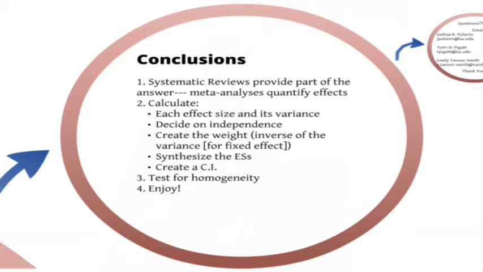Okay? So first you calculate all those effect sizes and the variances. You decide on how you're going to handle independent effect sizes. You create the weight of each study from the inverse of the variance, the square root of the standard error. You synthesize those effect sizes using that very simple to use weighted effect size calculation. And then you can create the confidence intervals. You can also test using the z-test. Then you can test for homogeneity, assess for heterogeneity, is the way I've coined it, and then enjoy it.